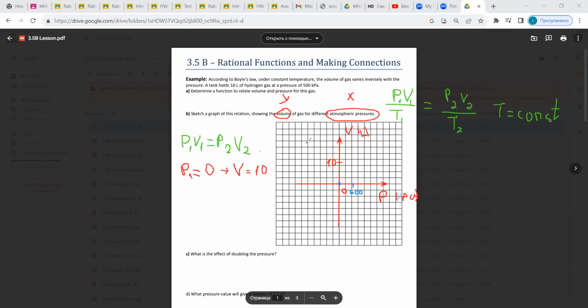Because our function is the y value, right? F of P. That's what we have here. We have a function f that is dependent on P, on pressure. We are asked to show the volume of gas for different atmospheric pressures. A function that depends on P.